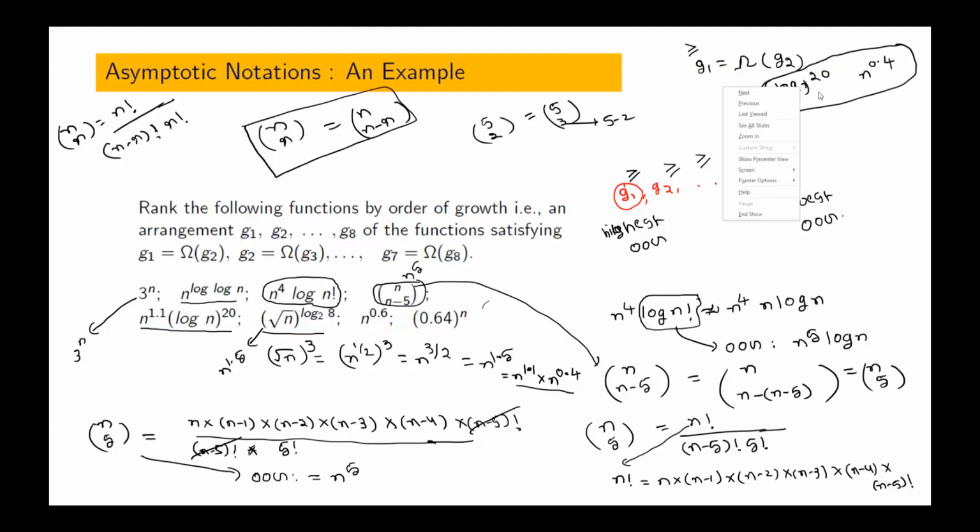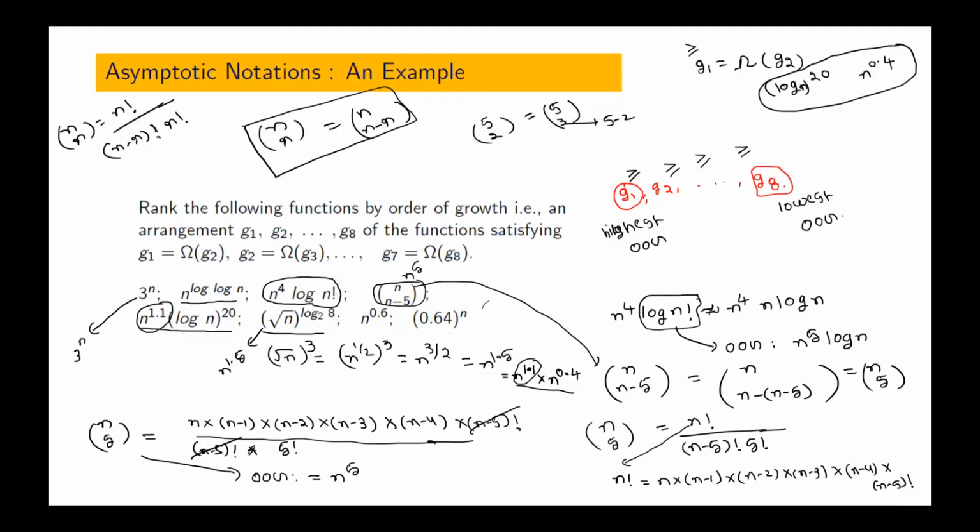Power 1.1 is there, sir. Madam, here also n power 1.5, n power 1.1 is there, no? Yes. That n power 1.1, I am not even considering. Both are same, no need, no point. That's why one side log n power 20 is there, other side n power 0.4 is there. Out of this, which is smaller?